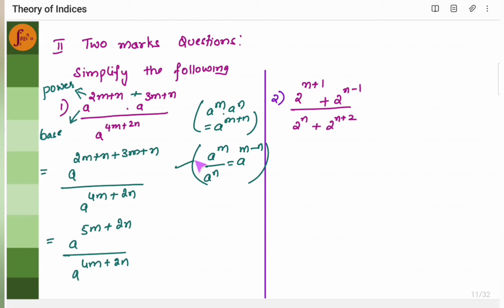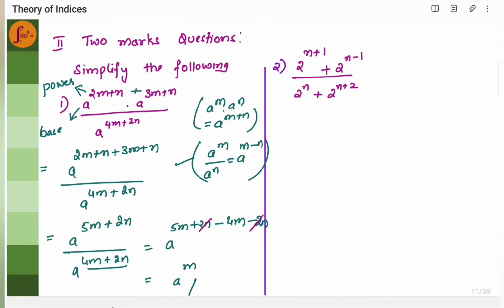Now we'll have to use the second law. As per the second law, you'll have to take this power here on top and it will become minus. So 5m plus 2n minus of 4m minus of 2n. So you'll get a to the power 5m minus 4m is m, and 2n minus 2n will get cancelled. So you'll get a to the power m. So a to the power m is the answer.